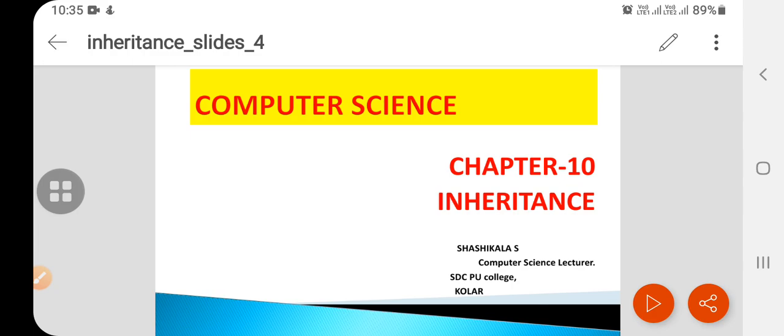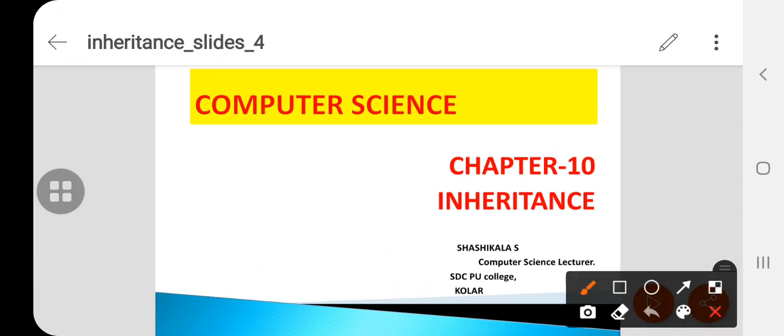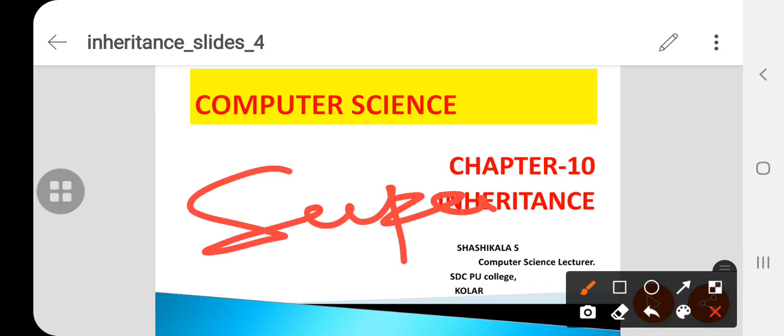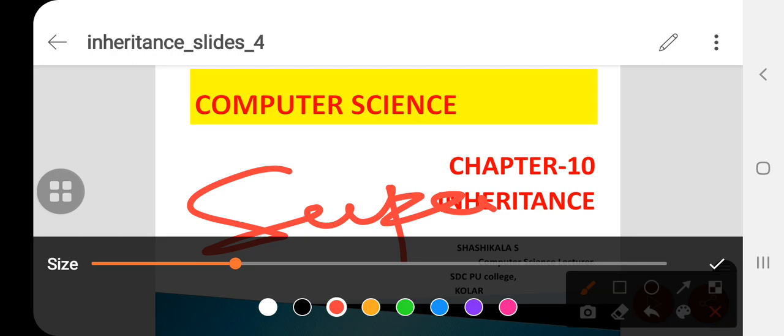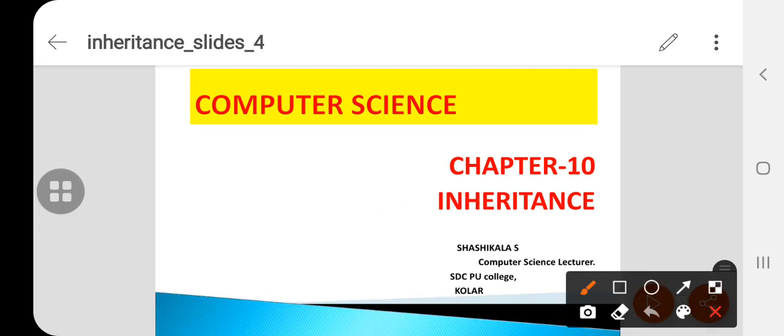The derived class is called a subclass and the base class is called a superclass. So there will be a superclass and there will be a subclass. Understood? The properties from the base class can be derived to the derived class. This process is called inheritance. It is the main definition, you have to keep it in your mind.